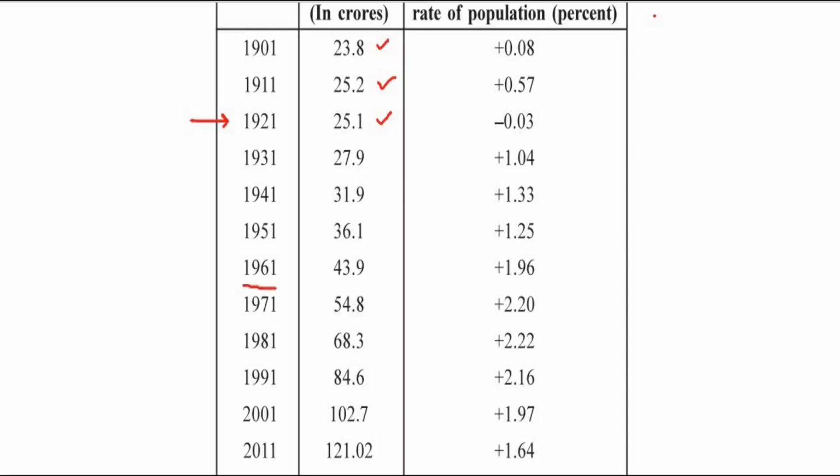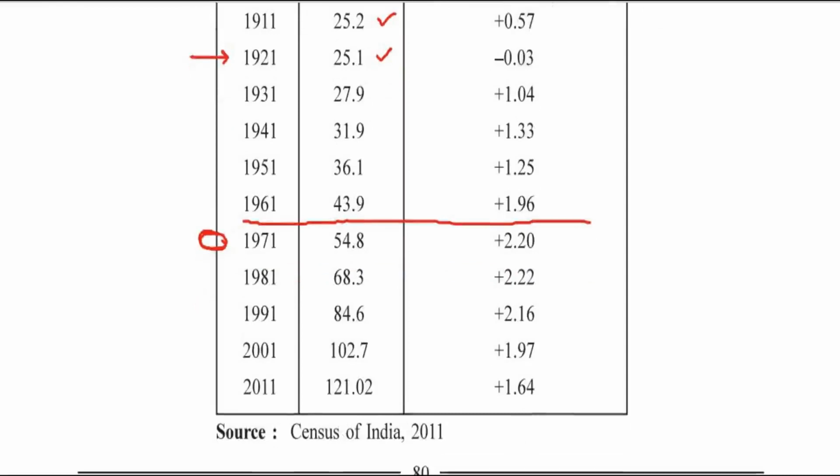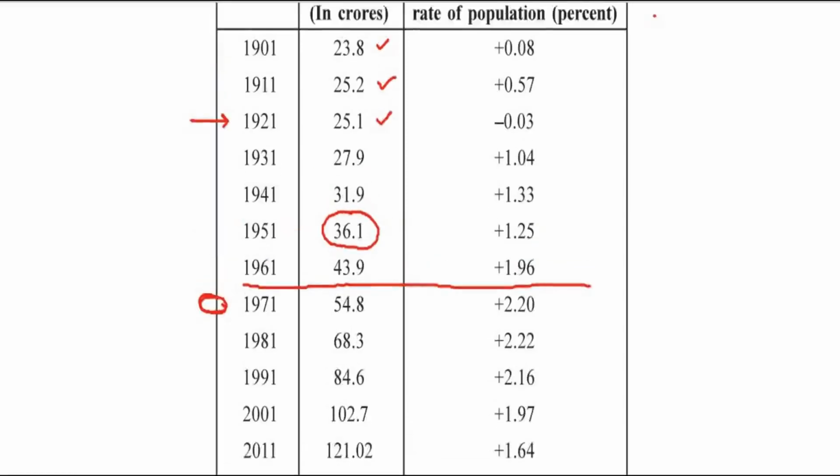Another divide is coming up. Till 61, the population growth rate is less than 2%. After independence, our population growth rate is increasing: 1.33%, 1.25%, 1.96%, and then look at what happens after 1971. At independence, our population was around 36 crore. In 1901 it was 23.8 crore, and in the 50 years till 1951, the population has gone up only 13 crore.